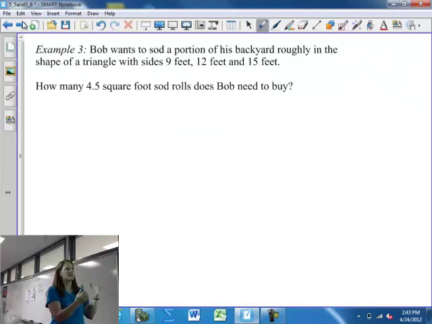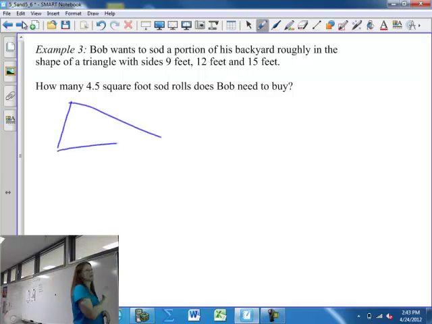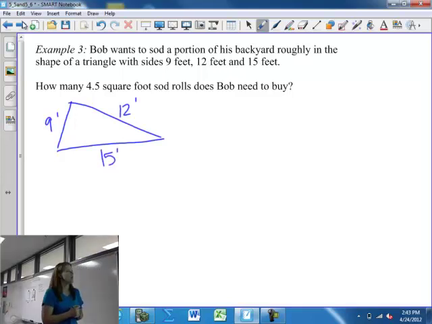So we've got Bob, and he's going to sod a portion of a backyard, and it's roughly a triangle. Maybe the grass didn't grow back in that part. And I will label the smallest side as 9, and what looks like the middle side as 12, and this one as 15, just for visual. And we want to know how many square feet of sod rolls he needs. So obviously we need the square footage, so the area.